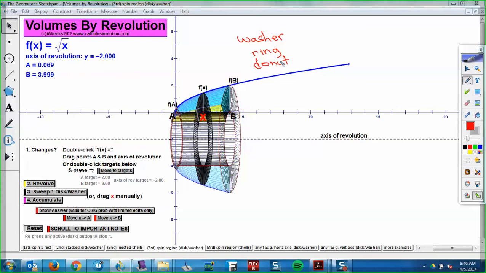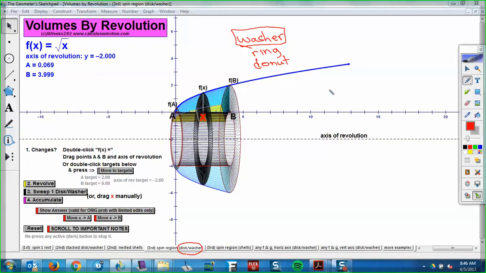Right? We're okay with that. I'll probably call it washer most of the time, and that's what the books typically do. But you can see right down here it says disc/washer, right? So when you revolve and create a circular slice, if there's some space between your region and your axis of revolution, you're going to create some empty space. You're not going to have a solid disc slice, a circle slice. You're going to have a ring slice.